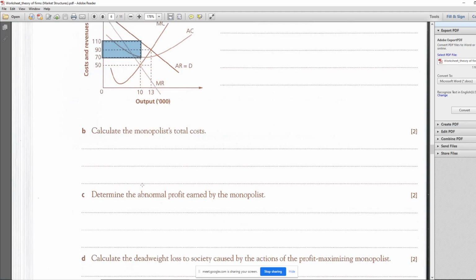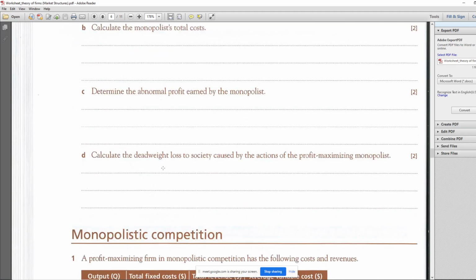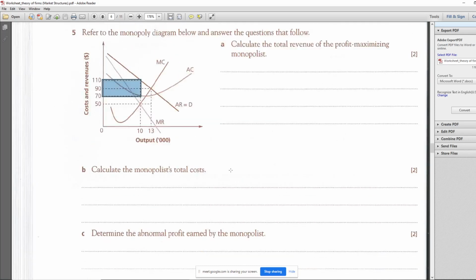So that's question C. And okay, last one. Thank God. Calculate the deadweight loss to society caused by the action. So in this question, calculate the area of deadweight loss. Can you show me the working as well?